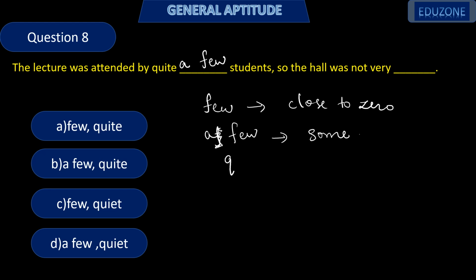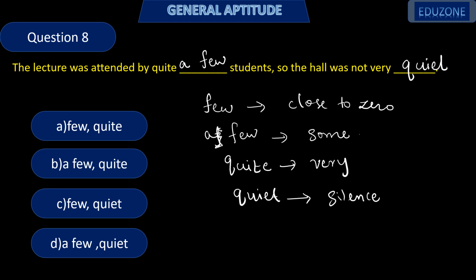So the hall was not very quiet. There are two words, Q-U-I-T-E and Q-U-I-E-T. Quiet, Q-U-I-E-T, means silence. Quite, Q-U-I-T-E, is used as in quite interesting or quite talented, that means very interesting or very talented. So here we use the word quiet, Q-U-I-E-T: the hall was not very silent.